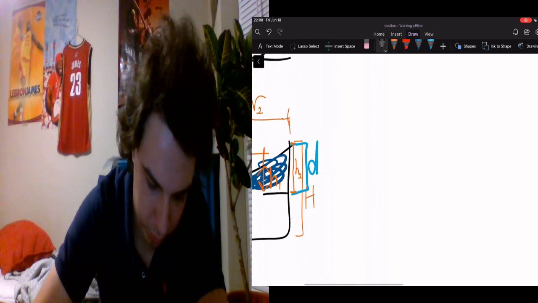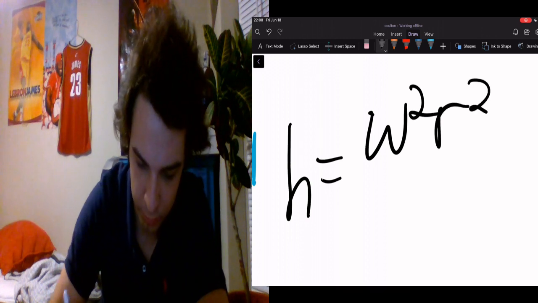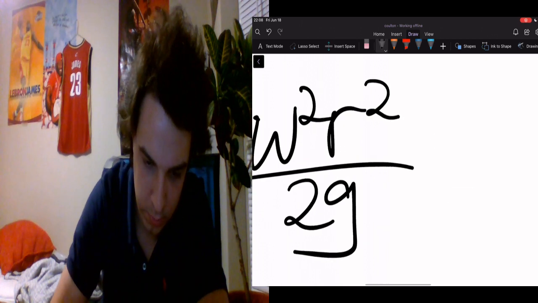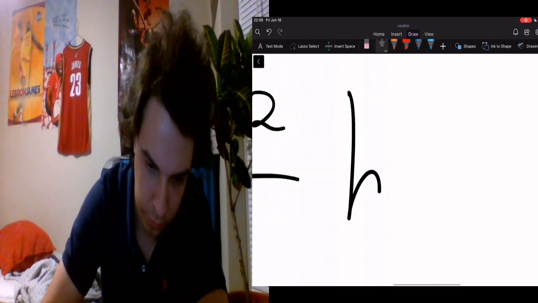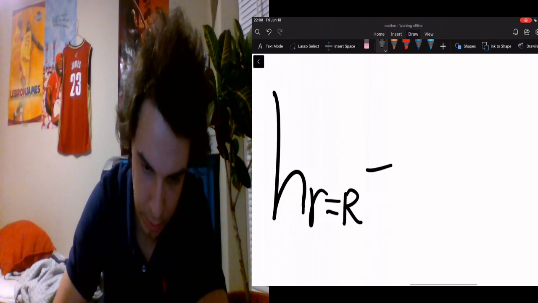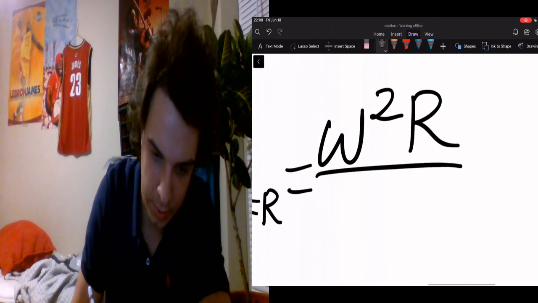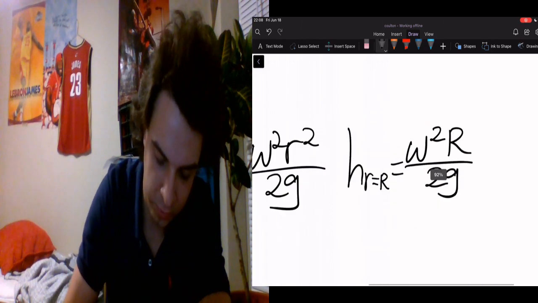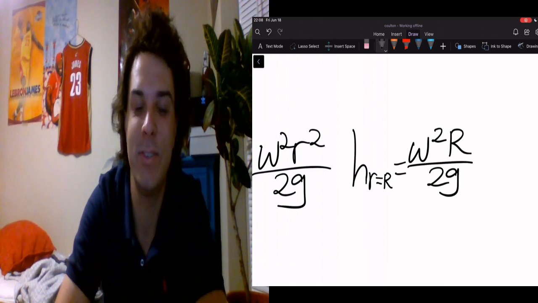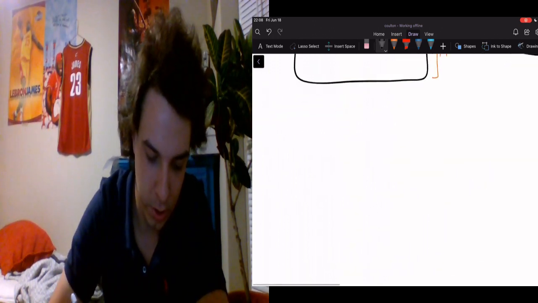So we get h equals angular velocity squared times radius squared over 2 times gravity, and then we show that h of little r, when little r is equal to big R, equals angular velocity squared times radius squared over 2 times gravity, 9.8 meters per second squared. Don't quote me on that. That's not important. That's not what we're solving here.